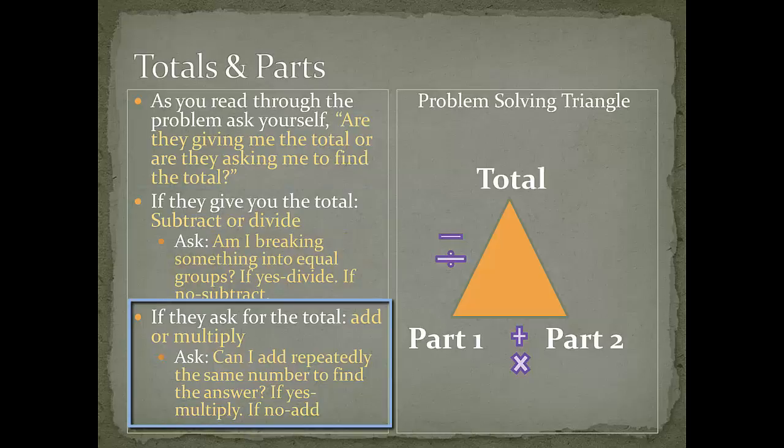Now, what if they give you both parts and they're asking for the total? Well, in this case, if they're asking you to find the total, you can add or multiply. And remember what addition and multiplication is. This will help you determine which one to do. So you can ask yourself this question: can I add repeatedly the same number to find the answer? If the answer to that question is yes, then you're multiplying, because remember, multiplication is just repeatedly adding the same number over and over again. So if you're adding the same number, multiply. If you're adding different numbers, then go ahead and add.